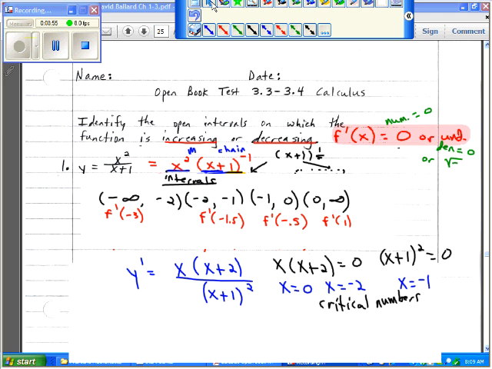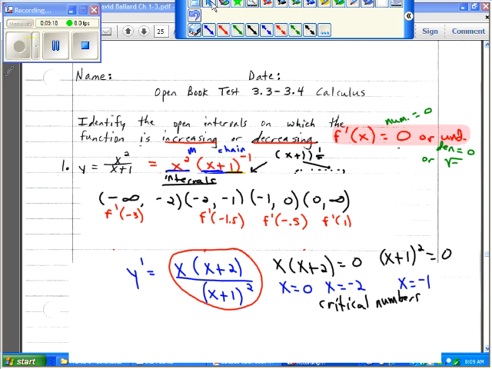So we're going to plug those values into the derivative function. Okay? So what we need to do is just determine what? Whether it's positive or negative. So we're just going to plug them in kind of in our head and figure positive or negative.